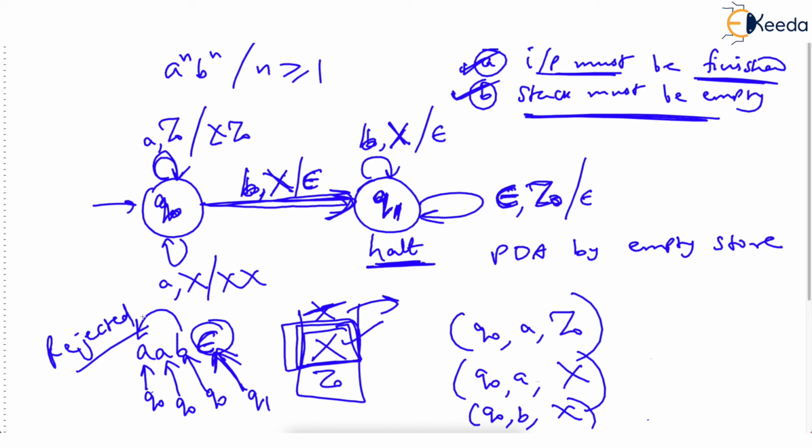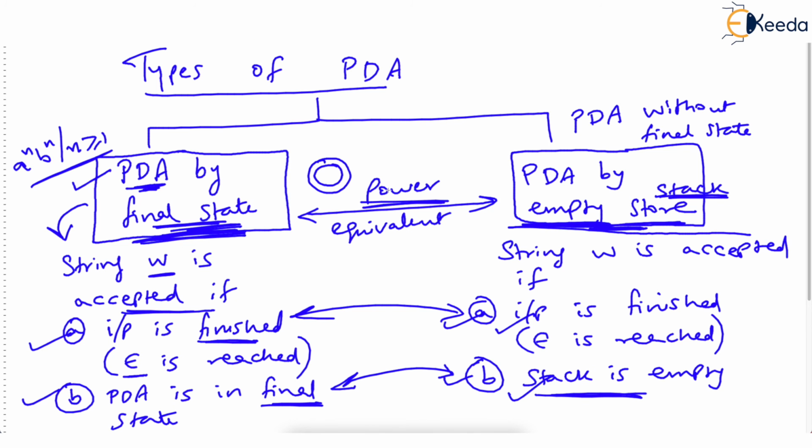I hope you are understanding. Input must be finished and stack must be empty. If that's true, then the input is valid. Just check. The two types of PDA are always equivalent. So what was the second problem that we solved? You recall it was a raised to n, b raised to 2n, such that n is greater than or equal to 1. What was the PDA we constructed?